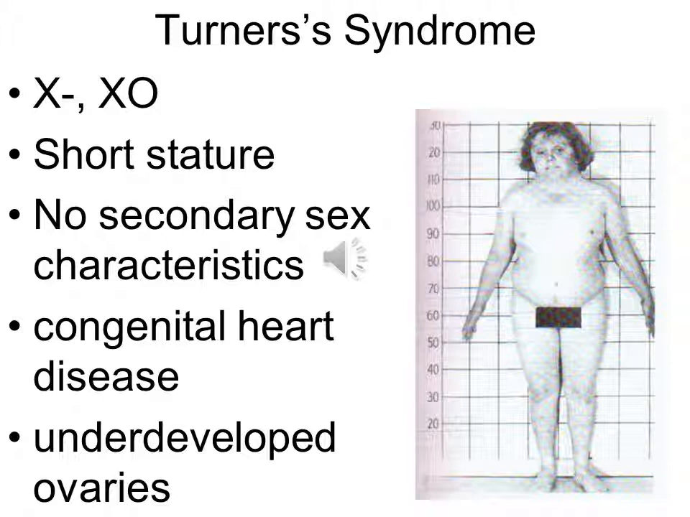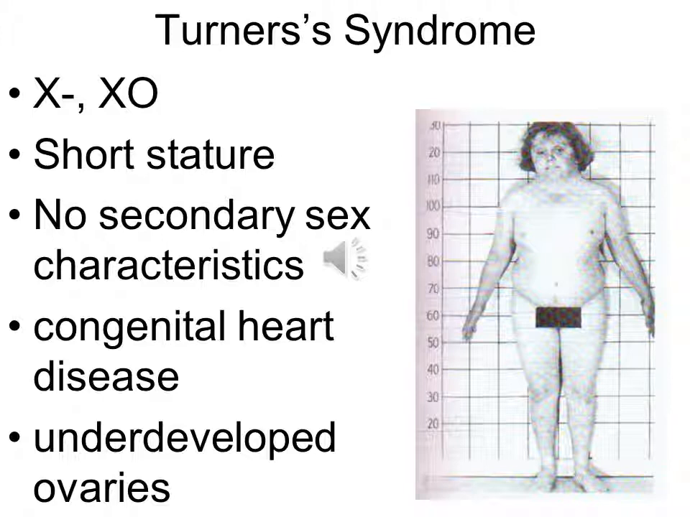Another example of sex chromosome aneuploidy is Turner's syndrome. In Turner's syndrome, it's monosomy X. The individual is always female because they simply have 1 X chromosome and no Y chromosome. They are not mentally retarded, but they may have some impairment of their mathematical reasoning ability. They tend to be short in stature.